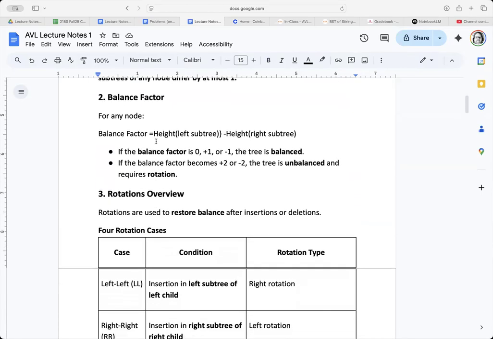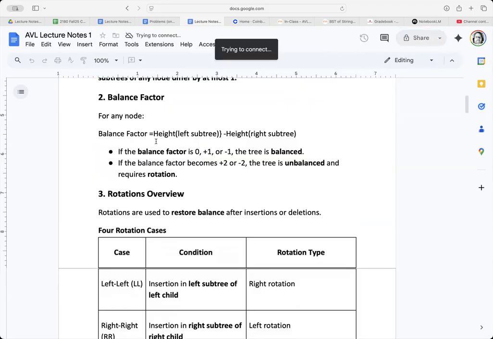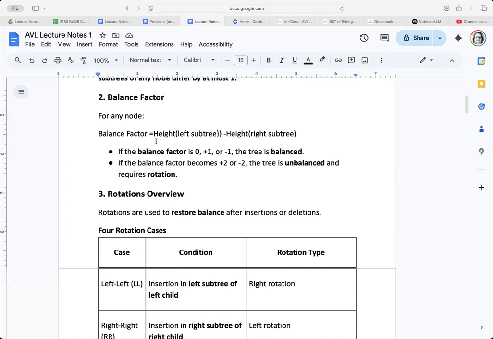We do that through this idea of a balance factor. The balance factor is going to be added to the AVL tree node. So we're going to take the regular tree node that we had before and add this to it, so that we have a balance factor for every node. The balance factor is determined by taking the height of the left subtree and subtracting the height of the right subtree.